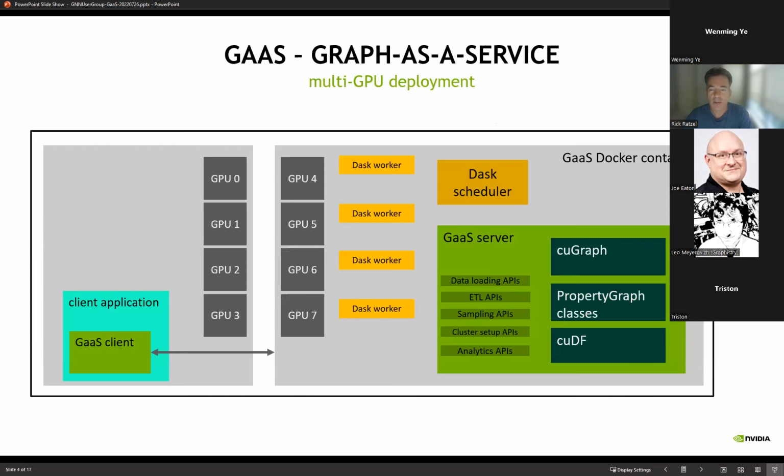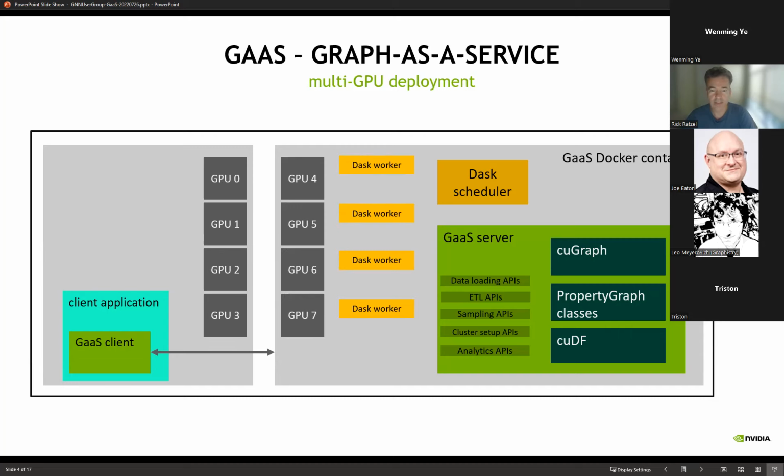So real quick, this is a rough block diagram that demonstrates what a typical multi-GPU deployment would look like. You can see on the left is the client application, and they're just using the thin GAS client software. On the right is the GAS Docker container. It's going to have all the software required to do all the graph management and graph sampling in a multi-GPU environment, all contained in the container.